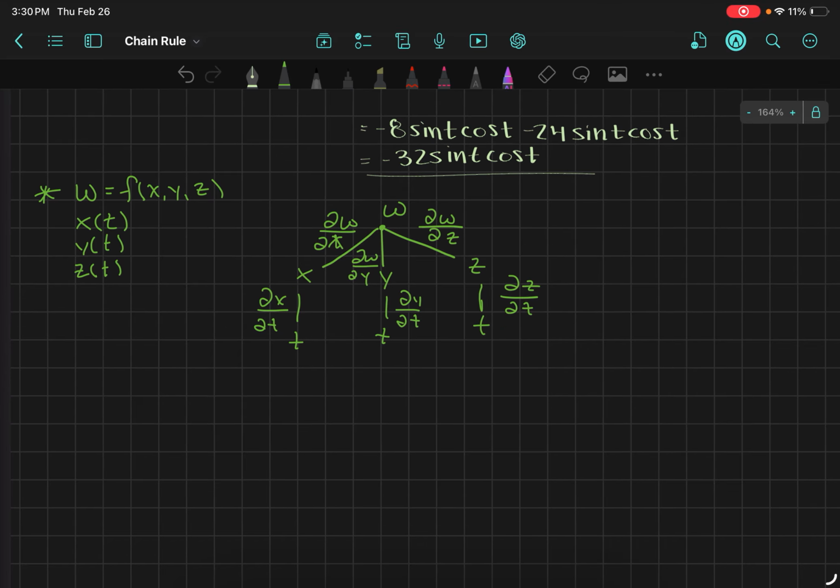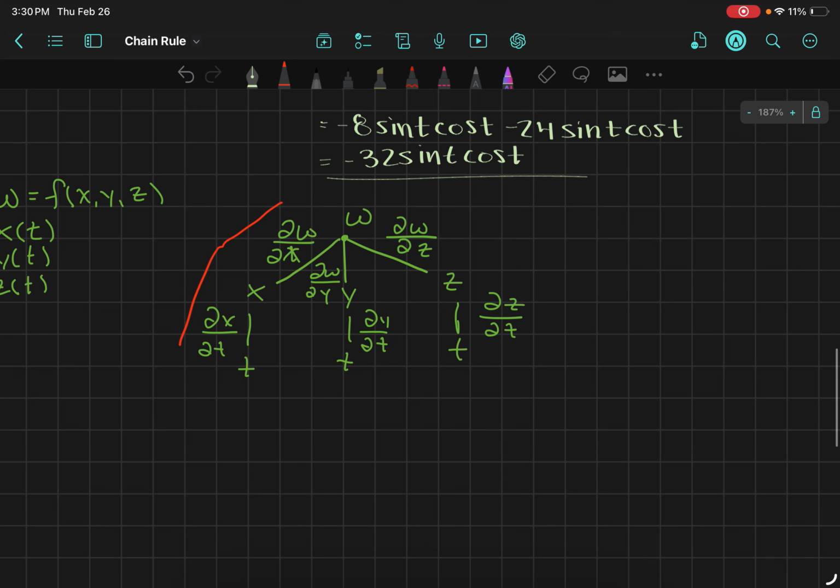And essentially what we're doing here is we are just going to do the exact same process. We're going to go down this branch. We're going to go down that branch. And then we are going to go down that branch. We're going to go down this branch and we're going to add them all.